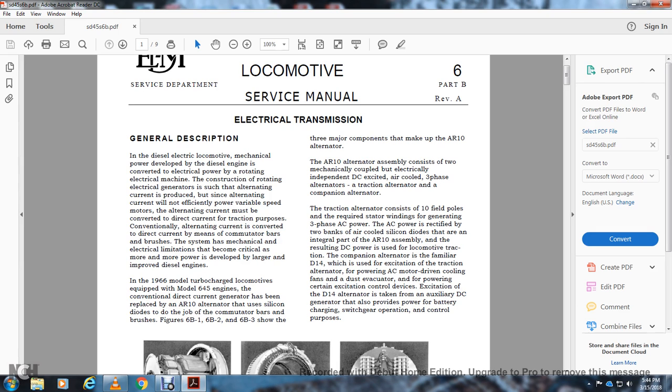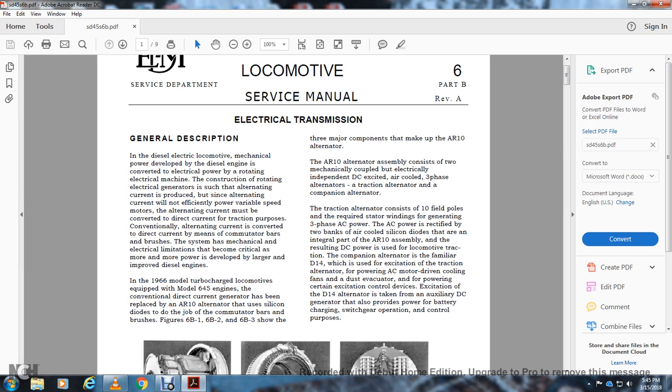Figures 6B1, 6B2, and 6B3 show the three major components that make up the AR10 alternator. The AR10 alternator assembly consists of two mechanically coupled, electrically independent DC excited, air-cooled three-phase alternators, the traction alternator and the companion alternator. The traction alternator consists of 10 field poles with the required stator winding that generates three-phase AC power. The AC power is rectified with two banks of air-cooled silicon diodes that are an integral part of the AR10 assembly, with the result of DC power used by the locomotive for traction.